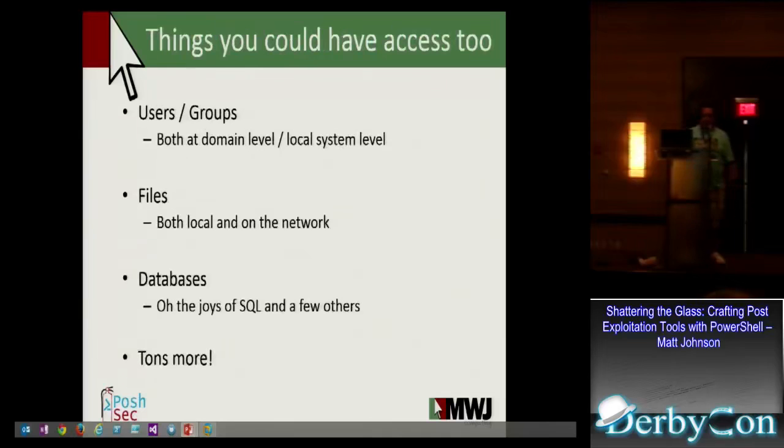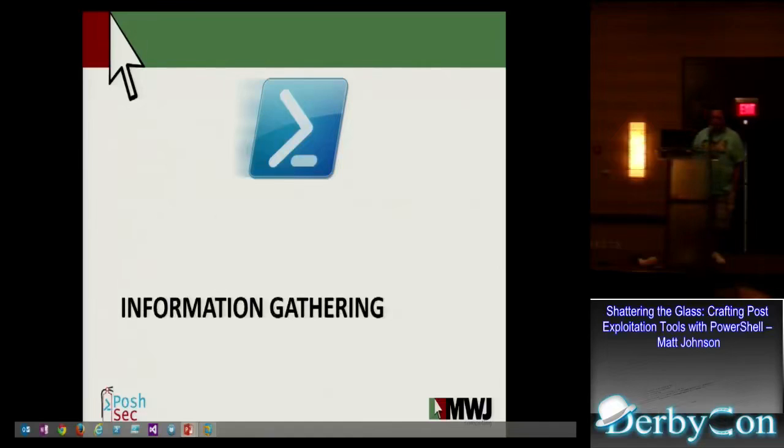Some of the stuff that you could have access to while you're doing this are users and groups, files, databases, Exchange, SharePoint. The sky's the limit. If it's on the network, you could have access to it. So we're going to go through some stuff that you can pull and grab and take off with you. We're going to start with information gathering.